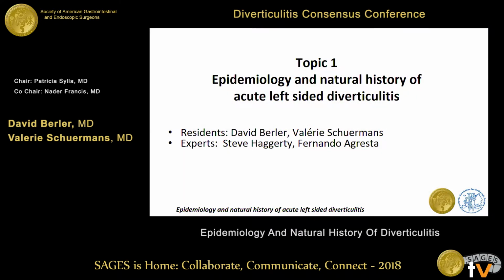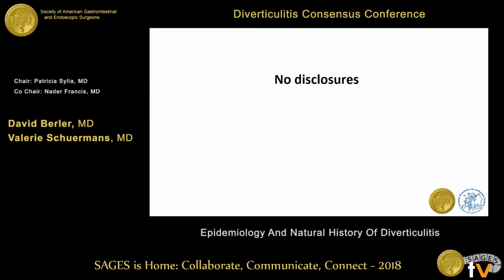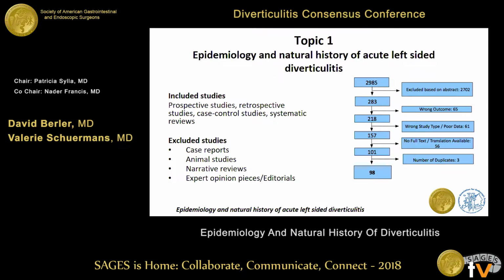So topic 1 pertains to the epidemiology and natural history of diverticulitis and was broken down into 4 subtopics. We have no disclosures. A total of 2,985 articles were collected for our topic, and we ultimately included 98 of these publications that were relevant in supporting some of the statements that you're about to hear. These were largely in the shape of well-powered prospective and retrospective studies, and the exclusion criteria are listed.